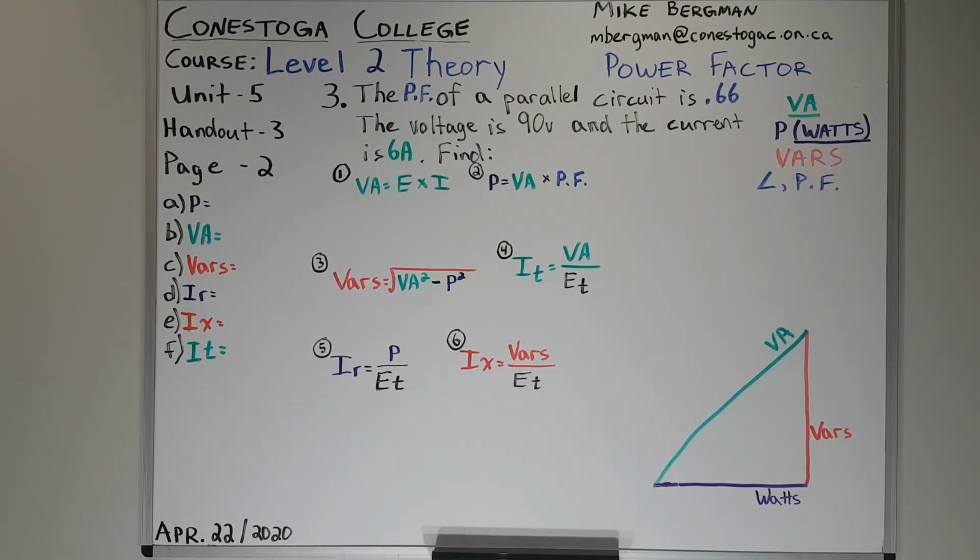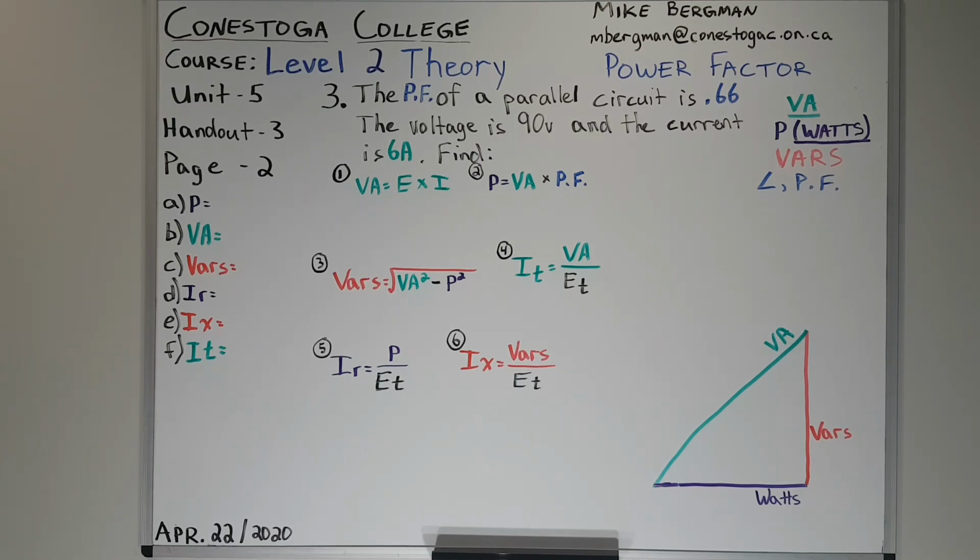Step 5, to find the current across the resistive component of the circuit. And because it's a parallel circuit, the current will be different across each component. So my current across the resistor will equal whatever I got for my power in watts divided by, again, that ET, or I could have called it E.